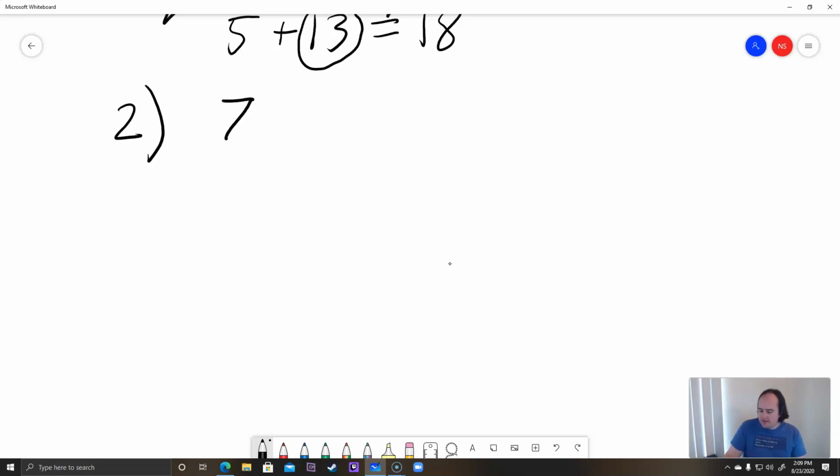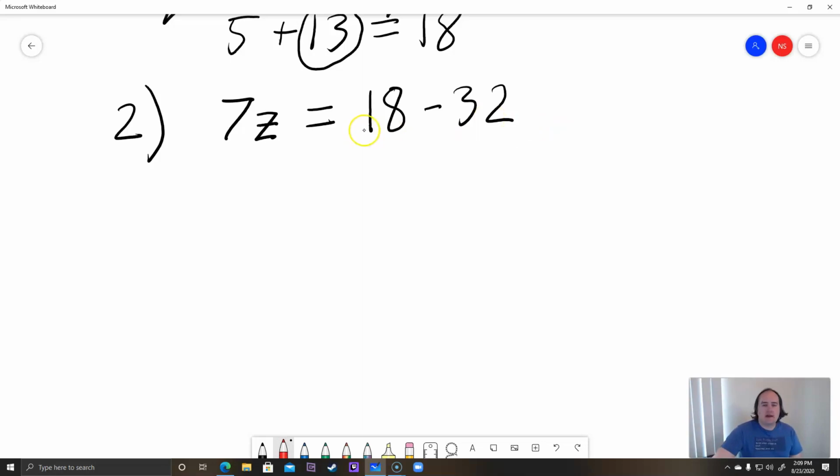So this one is 7z equals 18 minus 32. So the trick here is on the right side, we can actually simplify the right side of the equation, and we want to do that first before we do anything else.